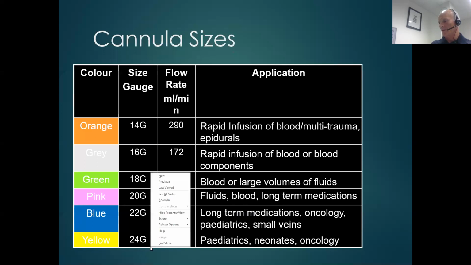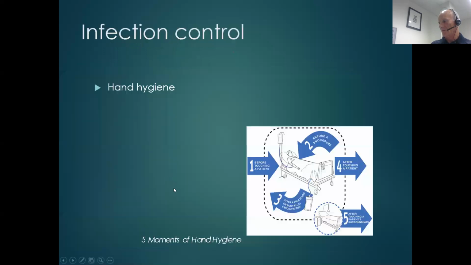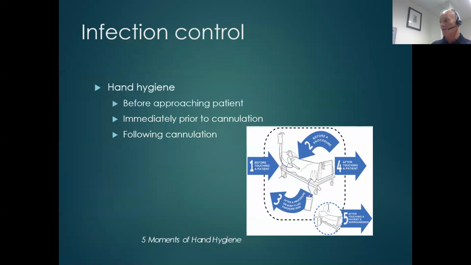Okay, keep moving. Next. So come back to first do no harm. Let's look at our infection control. Five moments of hand hygiene: before we approach the patient, immediately prior to cannulation, following cannulation. We want to use gloves and eye protection if required.